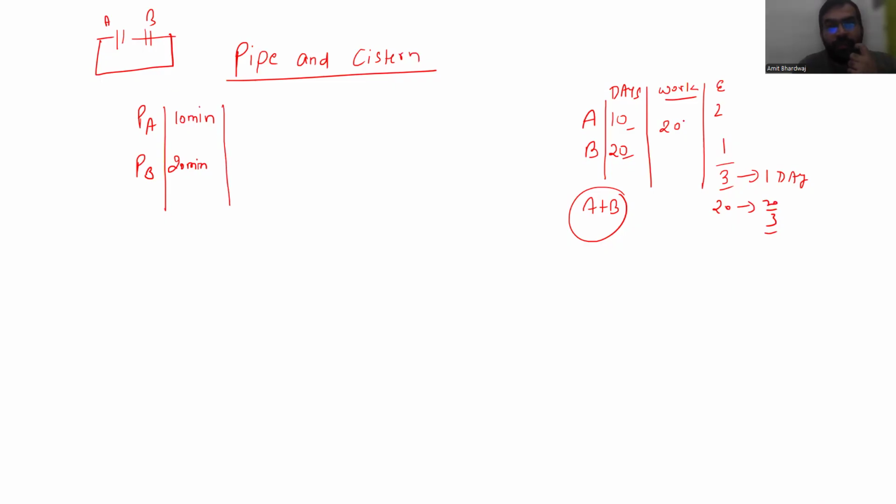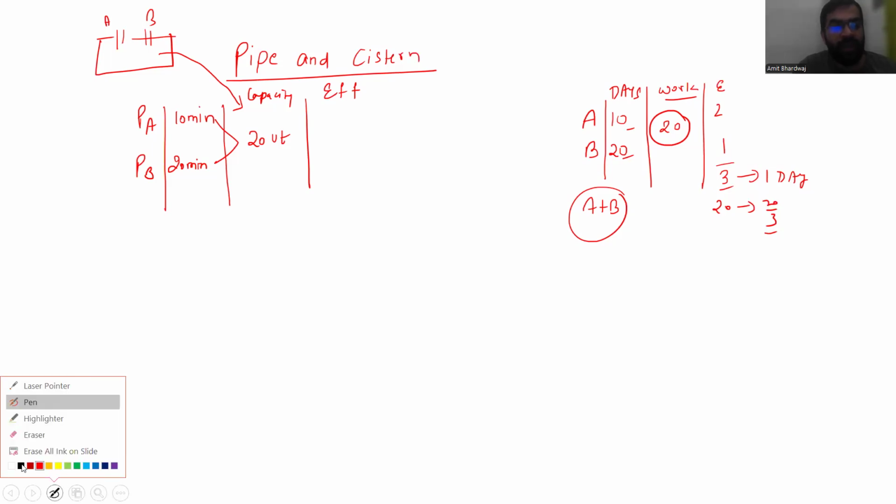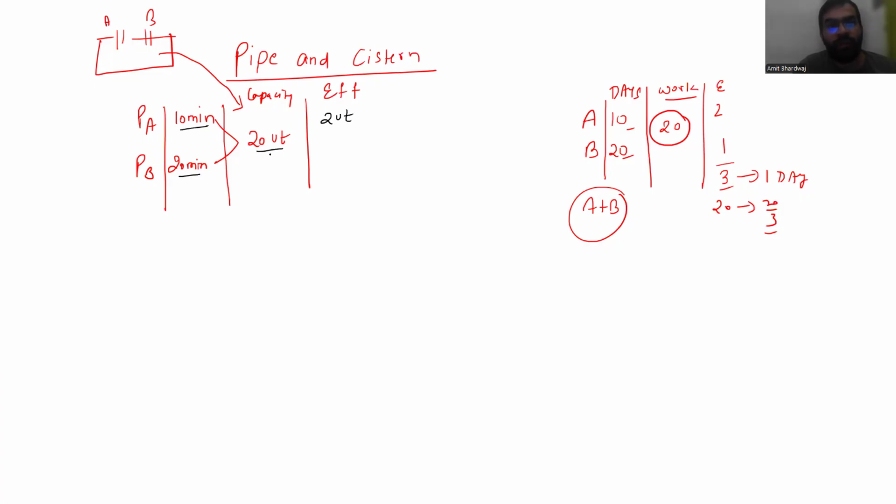Now, like there you were assuming work, you can also assume the capacity of the tank. You are free to assume. I can assume the capacity of the tank as a number which is a multiple of 10 and 20. I will say this tank can hold 20 units. Same efficiency I will use in 1 minute. How much can pipe A fill? Simple: 10 minutes means 20 units, so 1 minute means 2 units. Same for B: 20 minutes means 20 units, so 1 minute means 1 unit. So we should keep this in our mind.